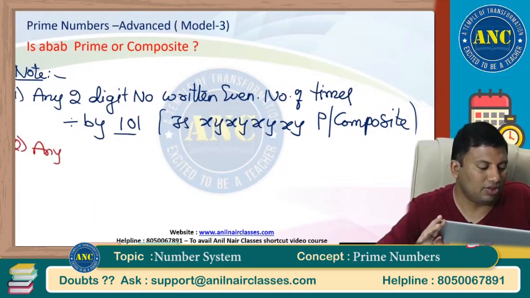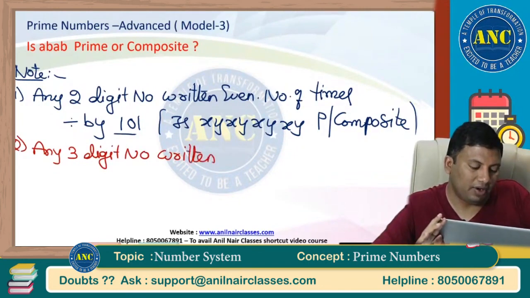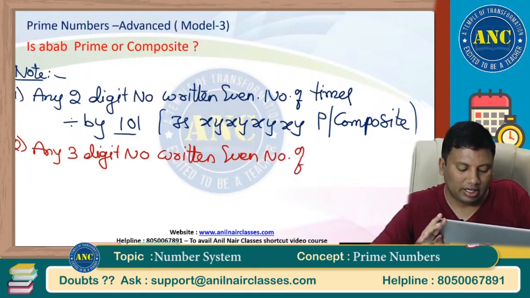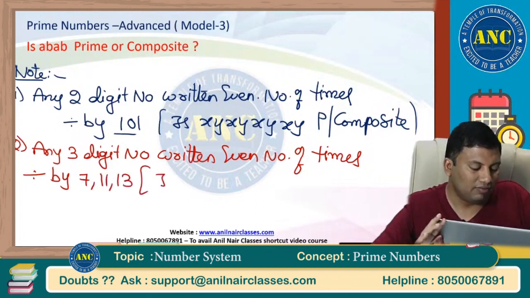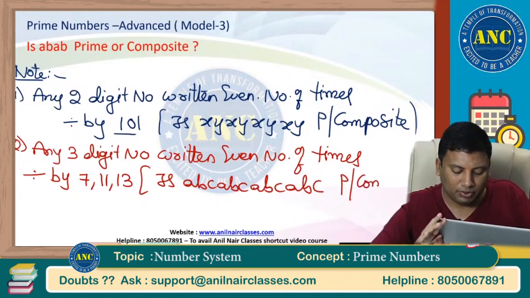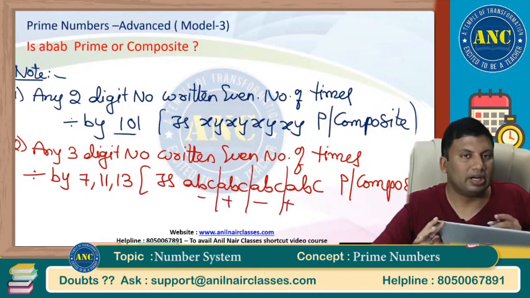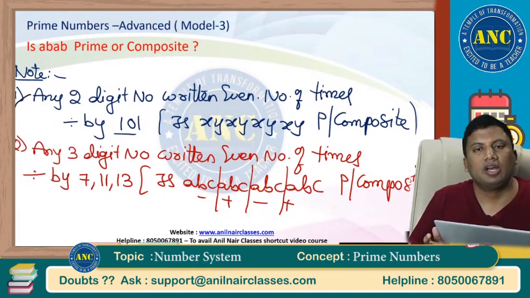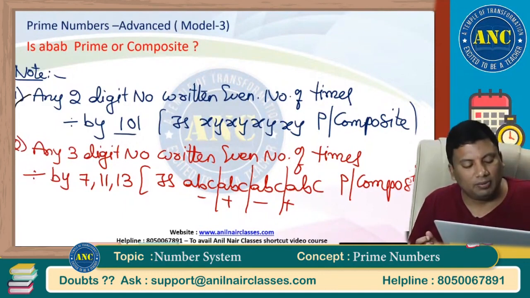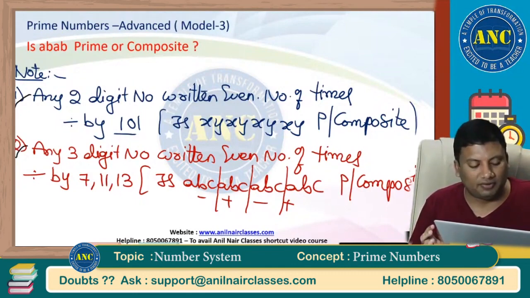Similarly, any 3-digit number written even number of times is always divisible by 7, 11, 13. For example, if the question is ABC prime or composite, take a group of 3 digits, alternately plus minus. So the answer is divisible by 7, 11, 13. Please make a note of these 2 important concepts. A 2-digit number written even number of times is divisible by 101. Any 3-digit number written even number of times is also divisible by 7, 11, 13. I hope the idea is clear.